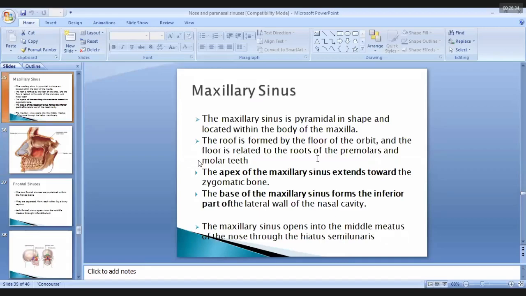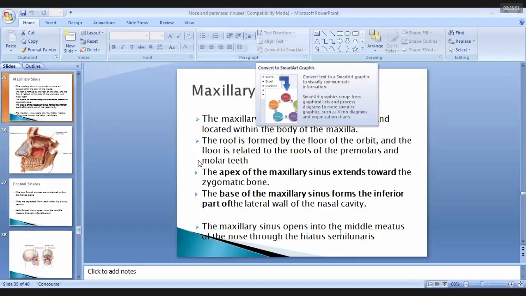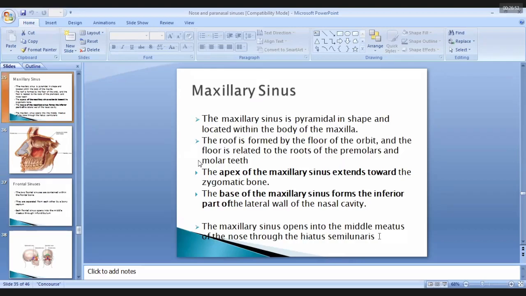Related structures or relations: the maxillary sinus is closely related to the orbit. So any infection or any injury to the maxillary sinus can lead to infection of the orbital cavity. And the second related point is that the sinus opens into the hiatus semilunaris in the middle meatus.